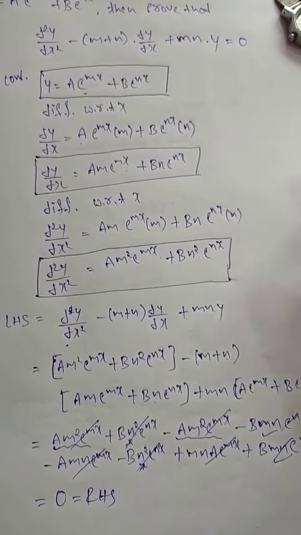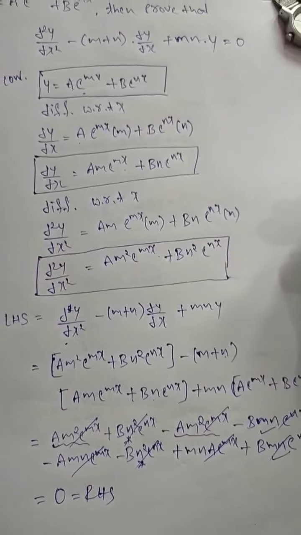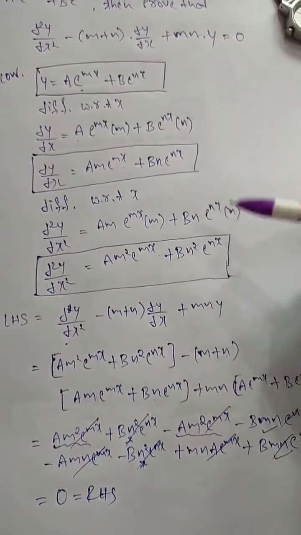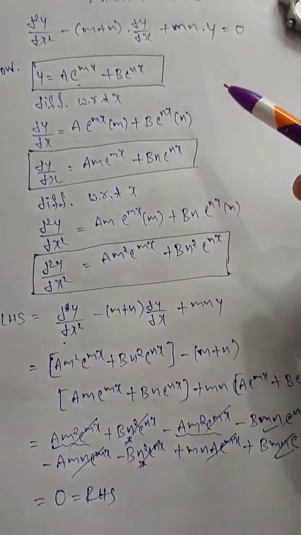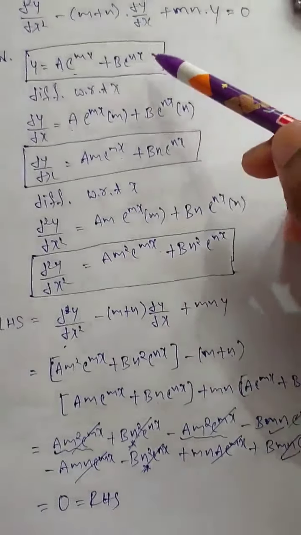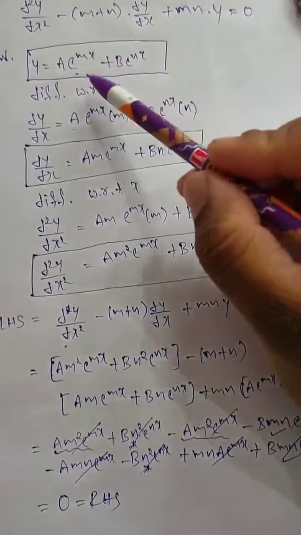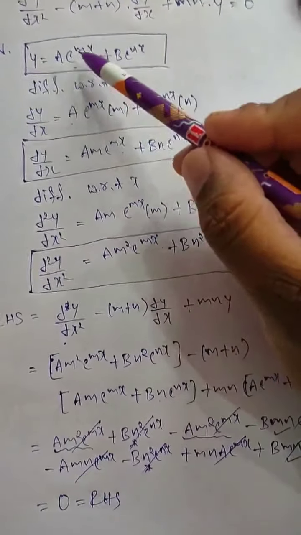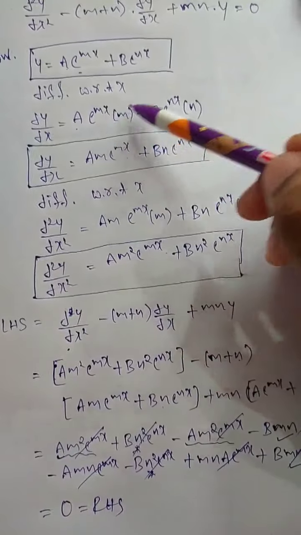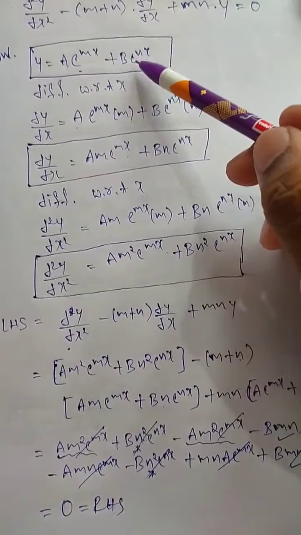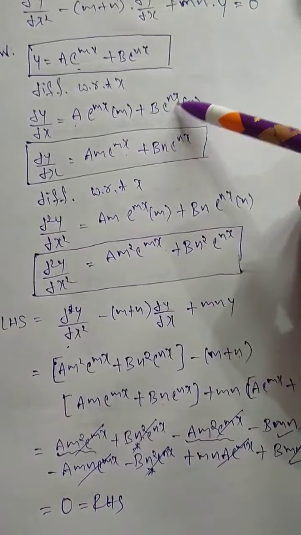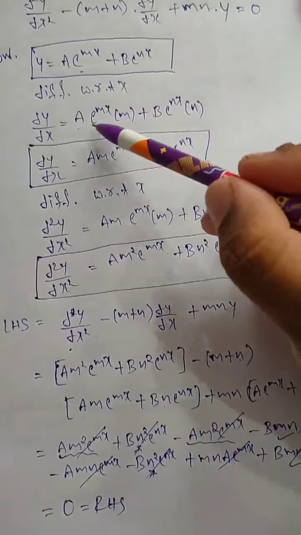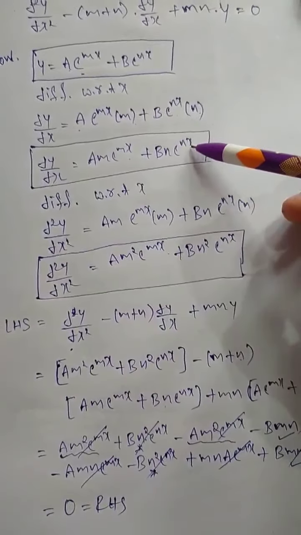What is method 1? We are differentiating the function twice, we are substituting in the equation. So once again I am repeating this question, just listen to what we did here. Let me consider this equation. Here we applied the chain rule of differentiation. dy by dx is equal to a, which is a constant. The differential of e to the power of mx is e to the power of mx into m. Here b is a constant, so the differentiation of e to the power of nx is e to the power of nx into n. So am e to the power of mx plus bn e to the power of nx.